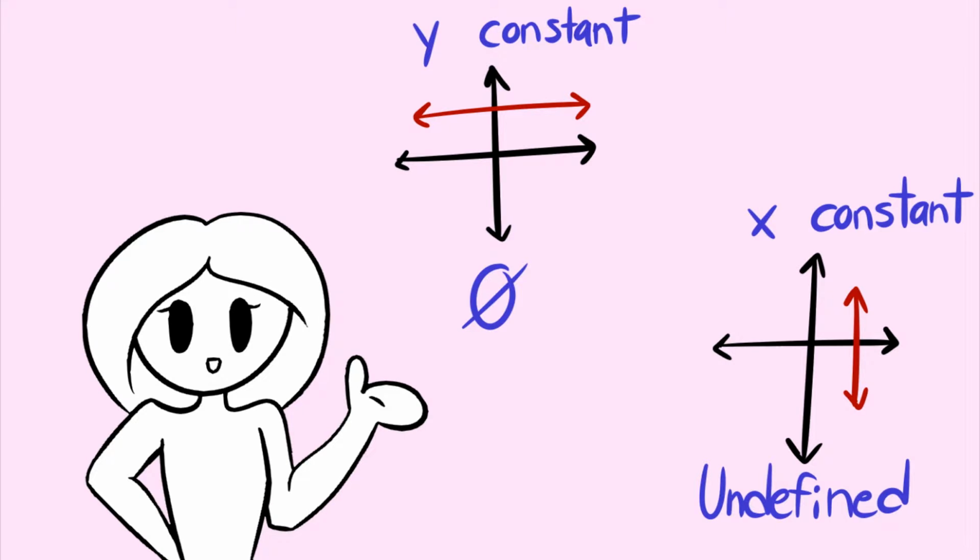The zero and undefined slope is quite simple. If the line remains y-constant, it is 0. We'll always have a horizontal line. If the line remains x-constant, it is undefined. Undefined lines will always be vertical. Here's an example of a zero and undefined graph.